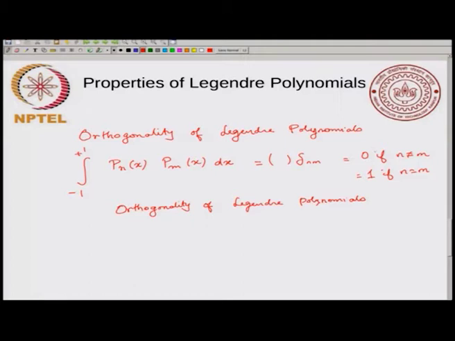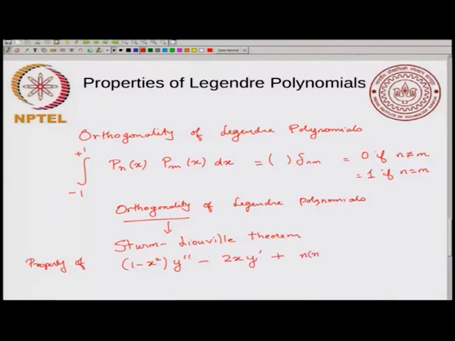We will see later on, in advanced classes, that this orthogonality of Legendre polynomials is related to something called the Sturm-Liouville theorem, which we won't be doing in this course. It comes directly from the differential equation. This is a property of the differential equation (1 minus x squared) y double prime minus 2x y prime plus n(n plus 1) y equal to 0. The property of this differential equation is that the polynomial solutions are orthogonal. That comes from the Sturm-Liouville theorem.